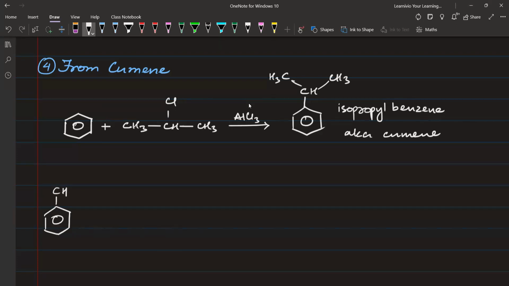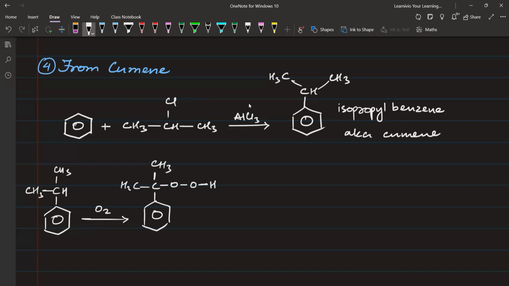Draw cumene like this: CH, here we have CH3 and here we have CH3. Once you react this with oxygen O2, the O2 will do an insertion reaction and get inserted between the CH bond like this. Now once you react this with H2O in the presence of H positive, you will get phenol plus CH3, C double bond O and CH3.